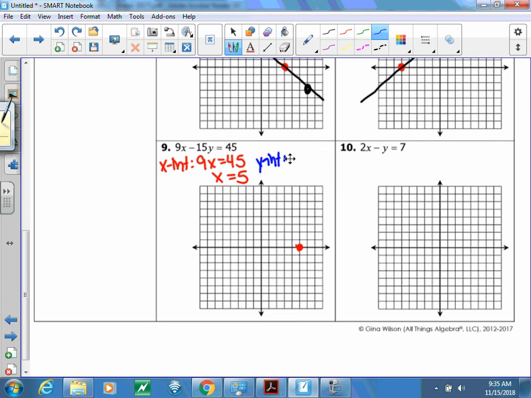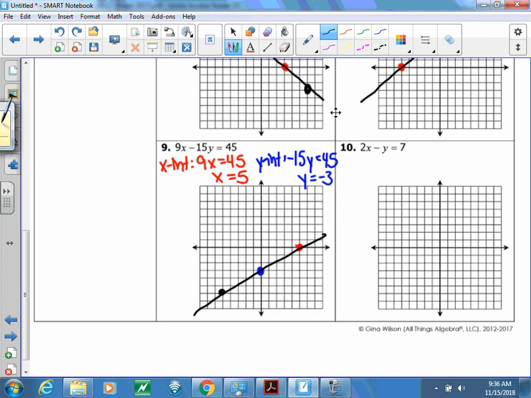Y-intercept, negative 15y is equal to 45. Be very careful if you ever see negative signs. Divide by negative 15, and y is equal to negative 3. So 1, 2, 3, and there's a point. Going up 3 to the right 5, I could go down 3, 1, 2, 3, and over 5, 1, 2, 3, 4, 5, and I could draw a line.